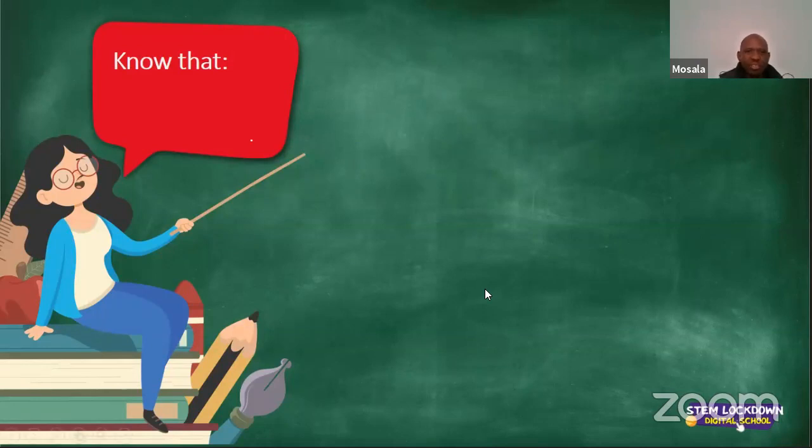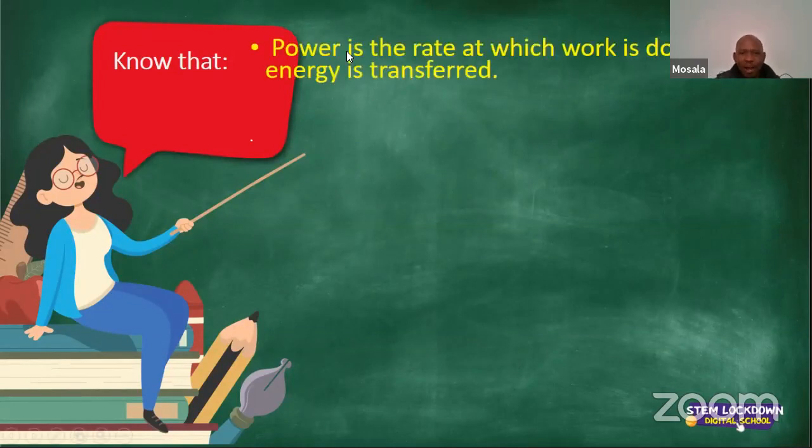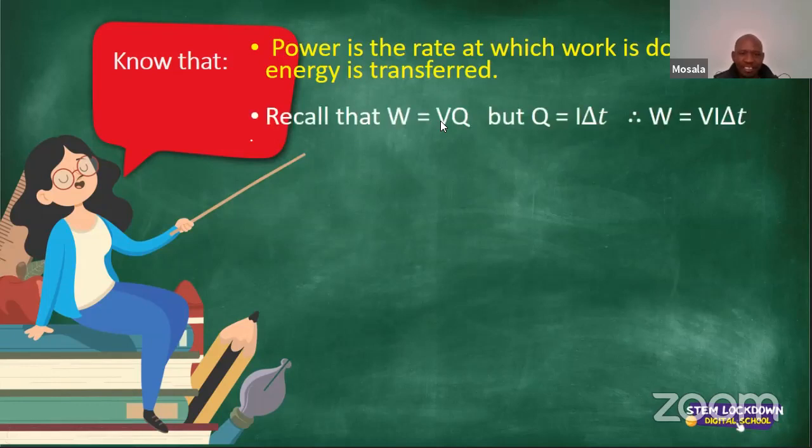Right, let's continue. What is power? Power is the rate at which work is done or the rate at which energy is transferred. And then you must remember that W equals VQ. And then we know that Q equals I delta T. Therefore, where you are seeing Q, you will be substituting I delta T. So it means W will be equal to V I delta T.